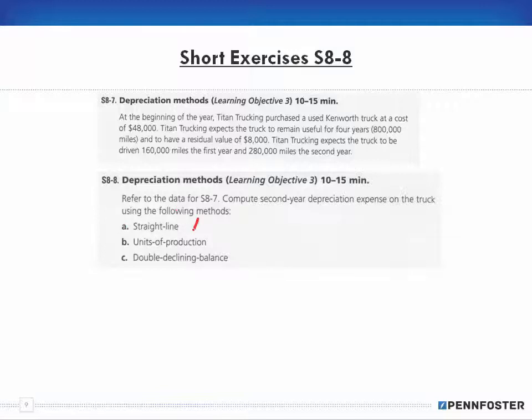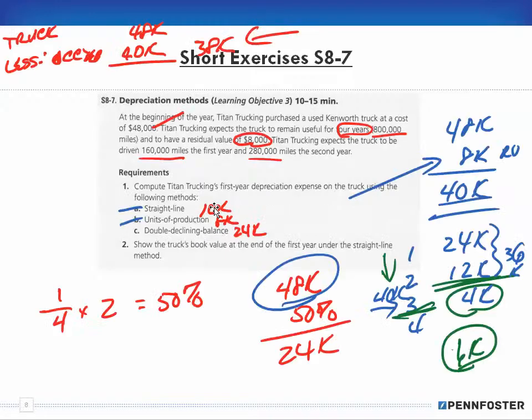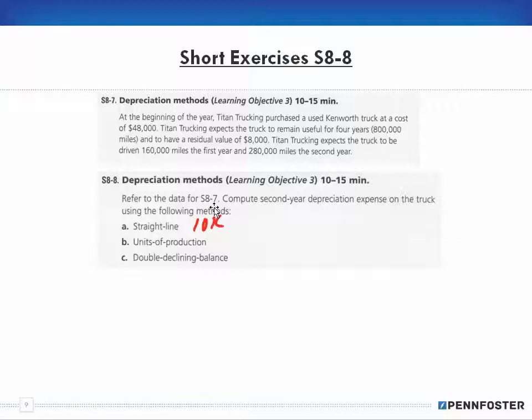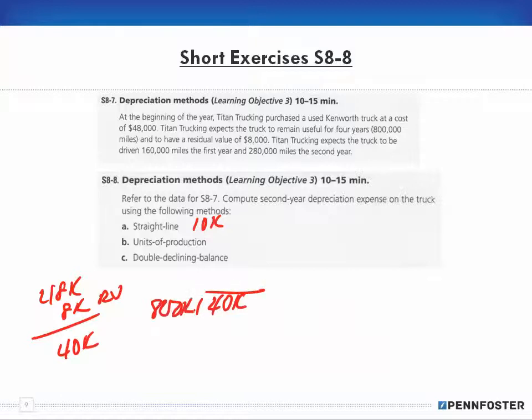For a straight line, it's the same $10,000. That's what straight line is about. It's going to be the same amount each and every year. So we know it's 10,000 for straight line. Now for the units of production, we still have the same kind of math. We have the 48,000 less the 8,000 for the residual value or book salvage value, which gives us the 40,000. And remember the 40,000 was divided by 800,000 units, which gave us 0.05 per unit.